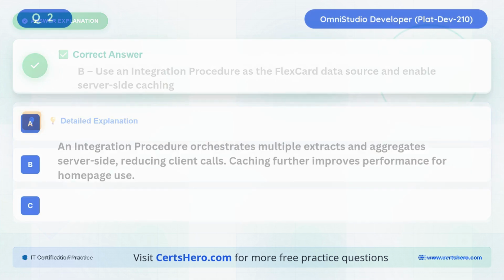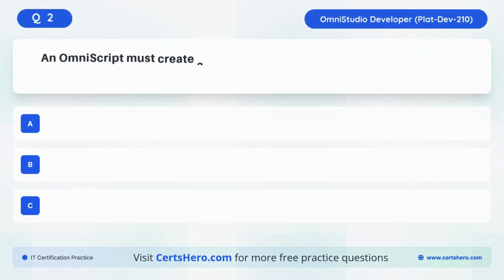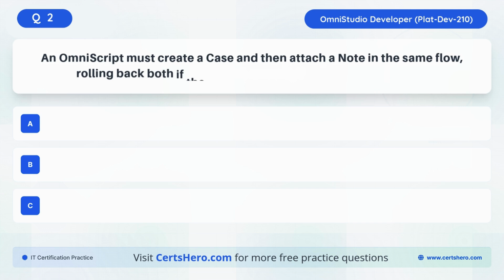Moving on to our next question. An OmniScript must create a case and then attach a note in the same flow, rolling back both if the note insert fails. What should you use?